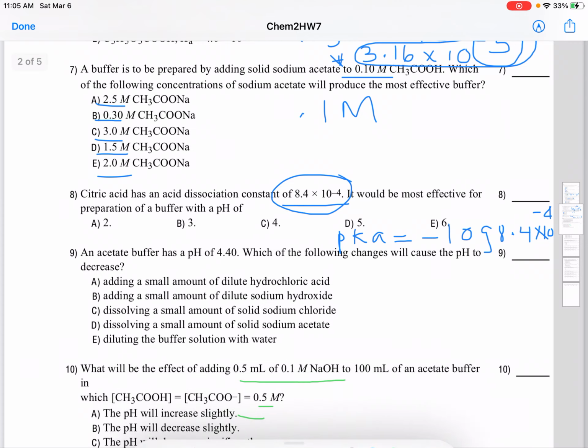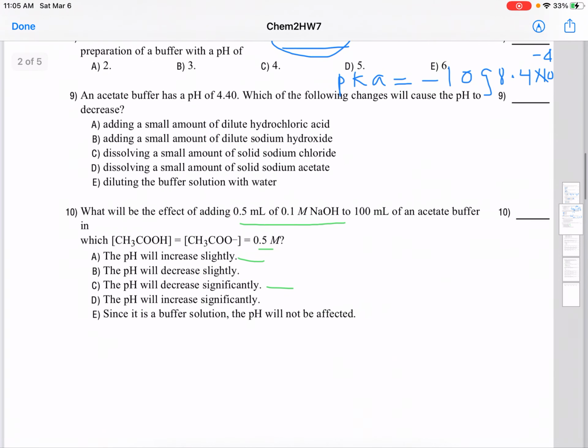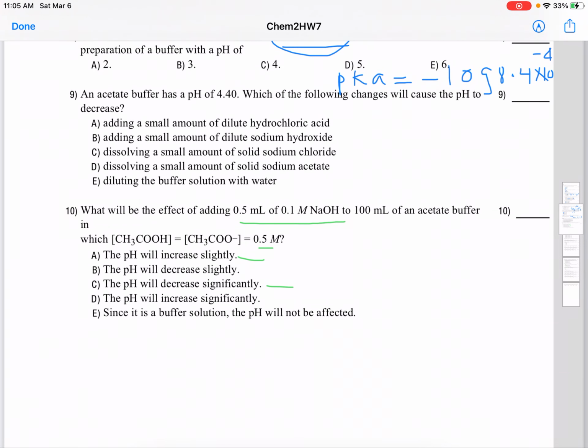And number 9, an acetate buffer has a pH of 4.4. Which of the following changes will cause the pH to decrease? How do you decrease the pH? If the acidity increases, meaning pH lowers, right? So adding a small amount of acid can decrease the pH. Okay, so adding a small amount of dilute hydrochloric acid, that's the correct answer.